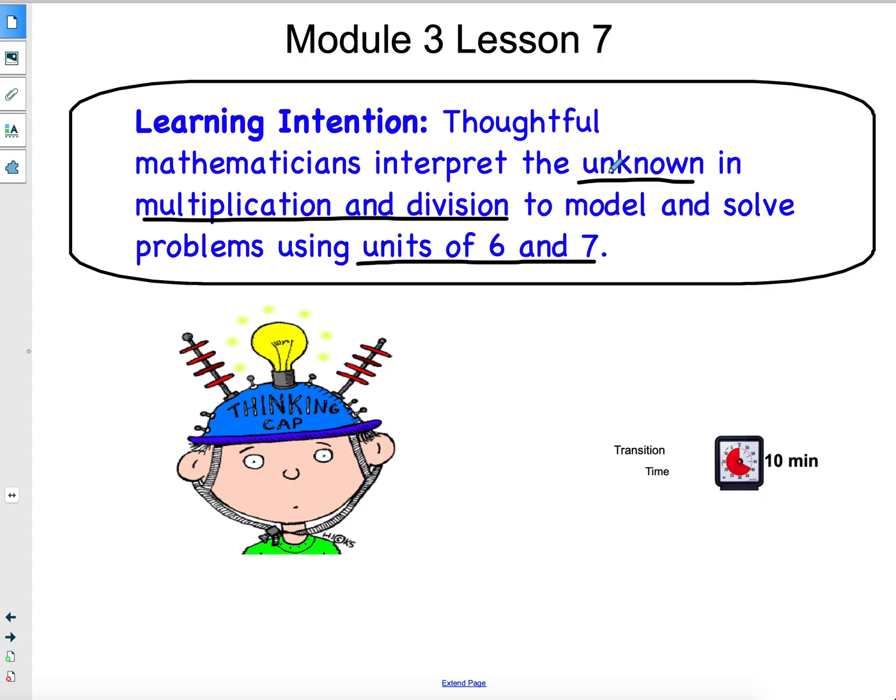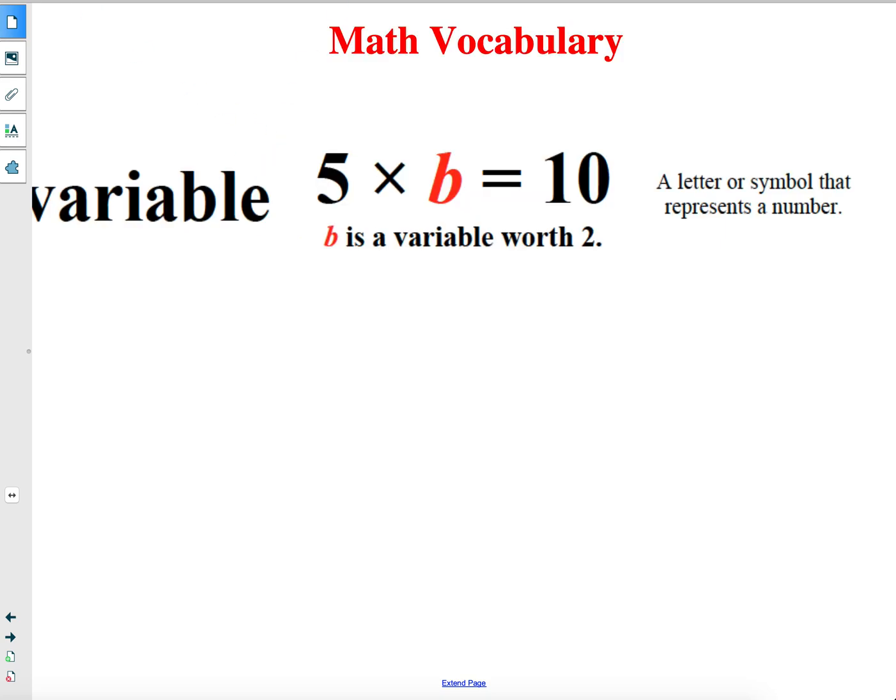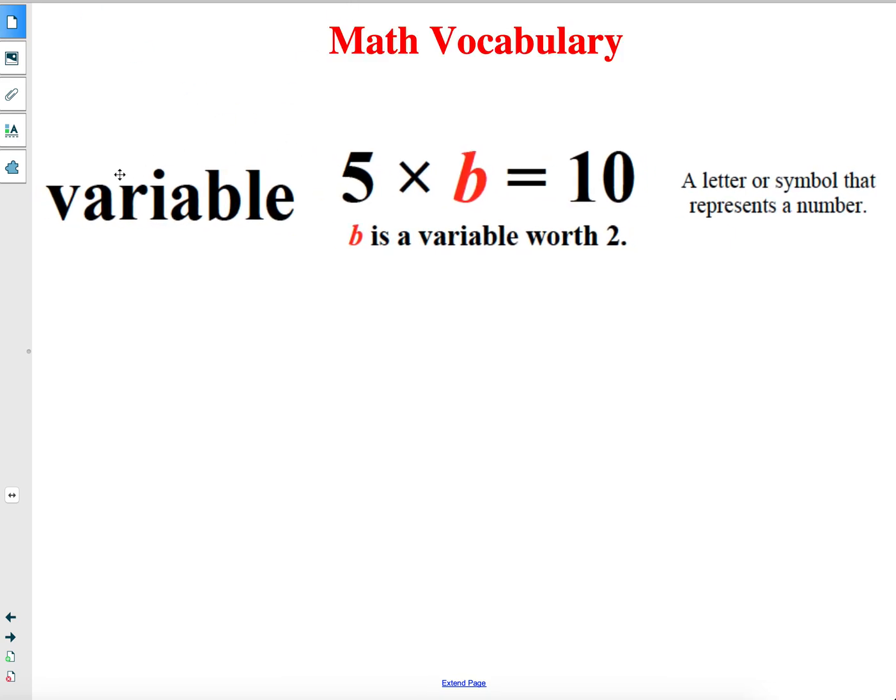So what that means is we're going to be looking for an unknown value in a problem, multiplication or division, and all these problems are going to be focusing on 6 and 7 facts. So that unknown, we're going to be calling it a variable. That's the math term. And a variable is just a letter that represents a number. So for example, 5 times b equals 10. Before solving this, I don't know what b is, but once I solve, I realize that b is a variable worth 2. So this letter b represents 2.